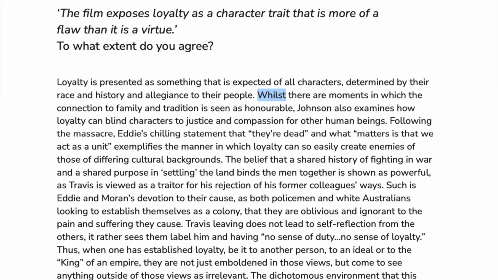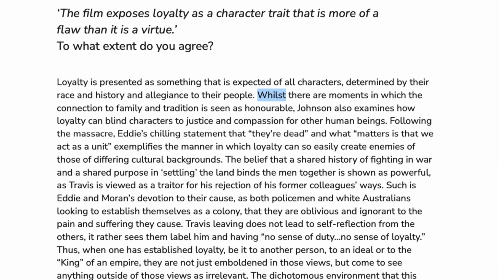So we've got that way of responding to the question, because the question is saying it's more of a flaw than it is a virtue, and this response is showing that, okay, yes, sometimes it can be a virtue. We're not saying that it's not and it never will be or anything like that, but this is where we come down with the response. And that Johnson also examines how loyalty can blind characters to justice and compassion for other human beings.